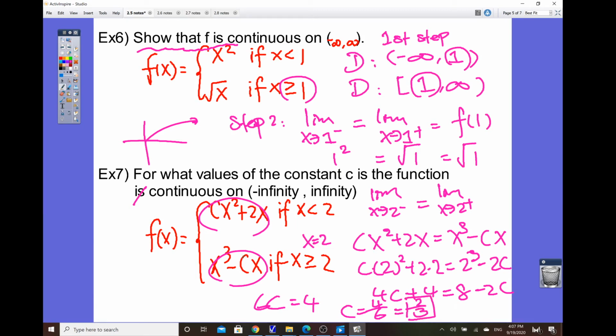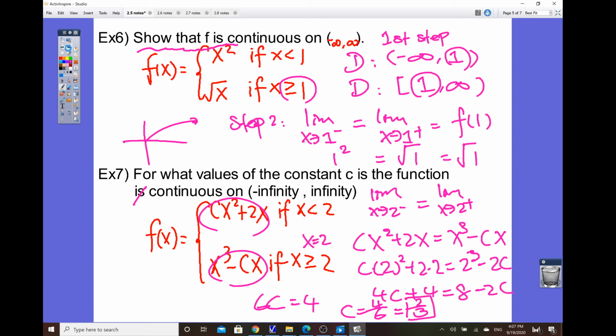So in order to have a function continuous from negative infinity to infinity, the limit at those critical positions must be exactly the same. So the way to find it, we set them equal to each other, and then we solve for c. Again, x, that would be the critical value, which is 2.